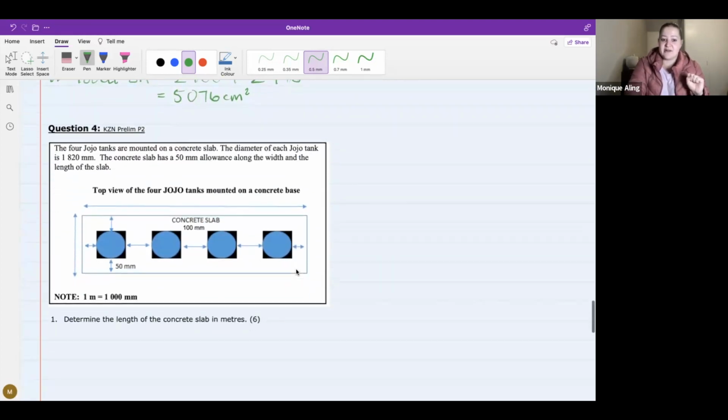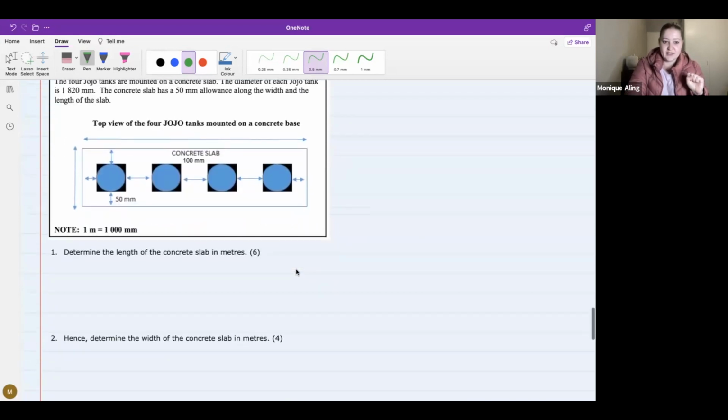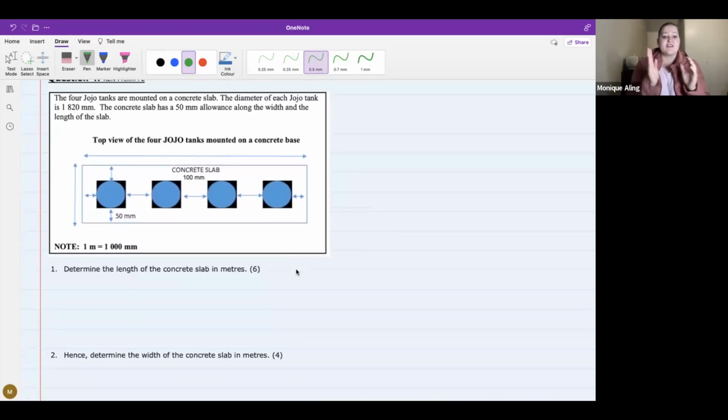So this also comes from a prelim from last year. Okay, so the 4 JoJo tanks are mounted on a concrete slab. The diameter of each JoJo tank is 1,820 millimeters. The concrete slab has a 50 millimeter allowance along the width and the length of the slab. Okay, so they've just given us information on how these JoJo tanks are spaced out on this concrete slab.